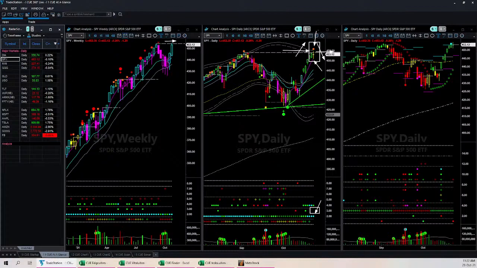Unlike DIA, it is a little bit worse than DIA. DIA closed above the watermark resistance, but SPY closed below the watermark resistance. So if market goes down next week, SPY goes down, I will also be happy to take a short trade in SPY.